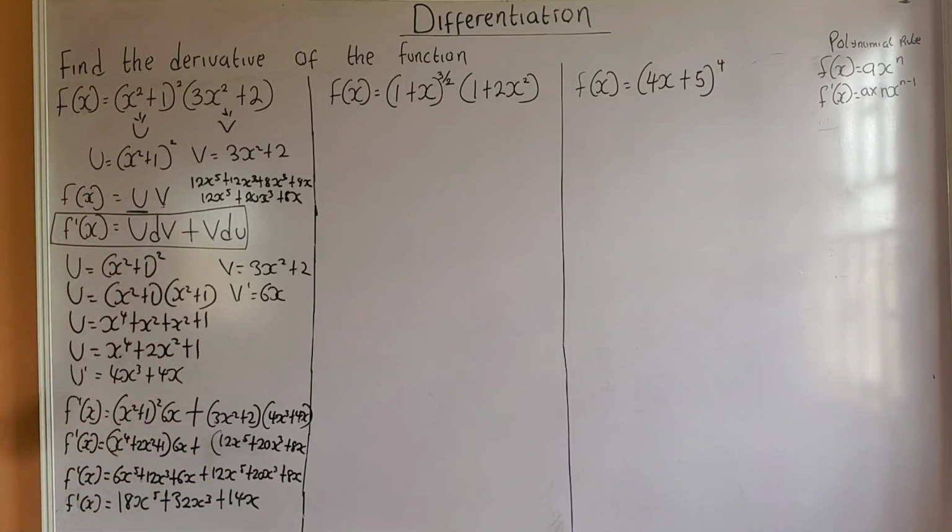So the derivative of the function f of x equals to x squared plus 1 to the power of 2 multiplied by 3x squared plus 2 is 18x to the power of 5 plus 32x to the power of 3 plus 14x. That is the solution to that question, okay? You see, listen to me carefully.